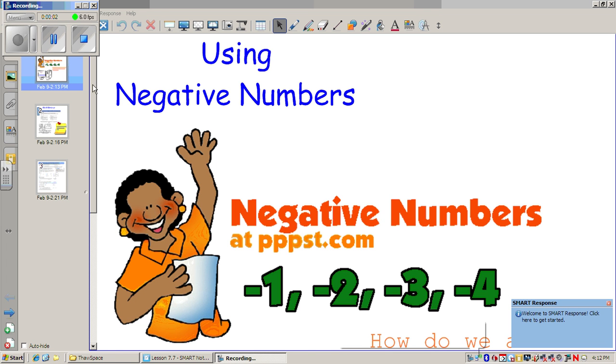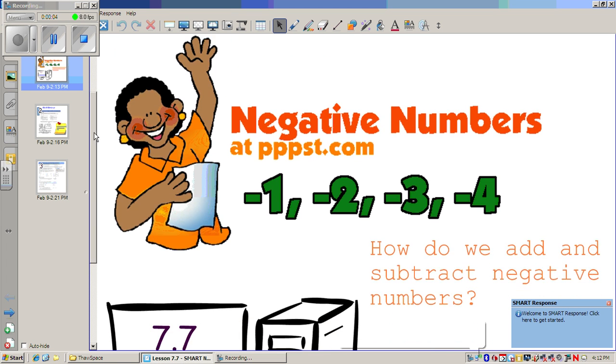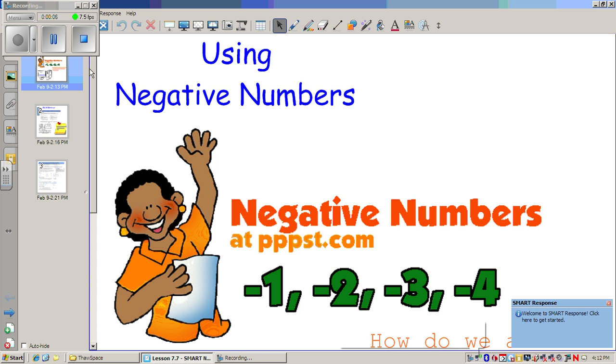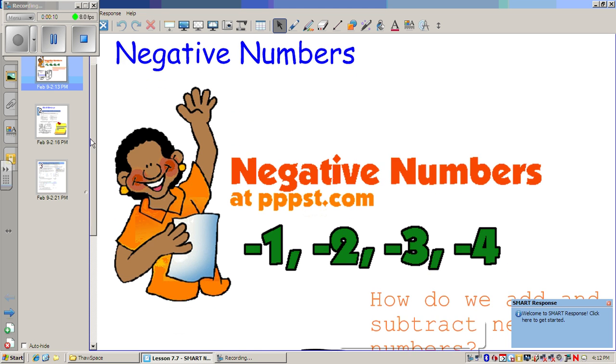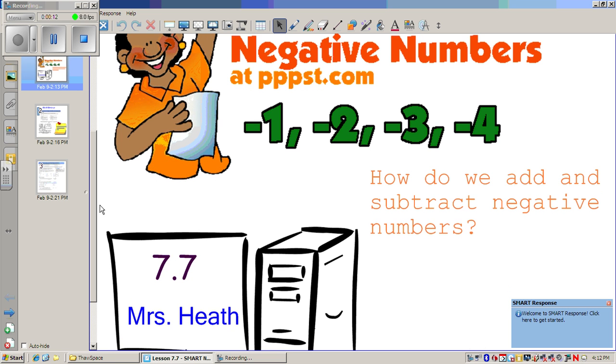Welcome to lesson 7.7, using negative numbers. Negative numbers: negative 1, 2, 3, 4. And let's look at our objective for the lesson. It says, how do we add and subtract negative numbers?